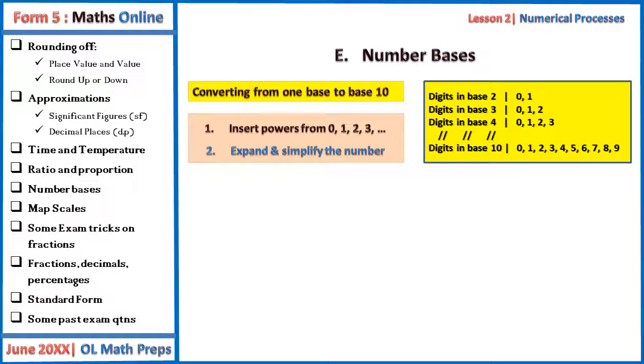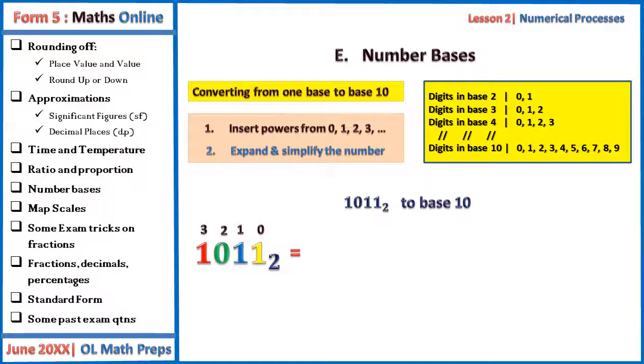Then, to convert from one base to base 10, as we have just mentioned, you insert the powers, expand and simplify the number. Let's take another example. Convert 1011 base 2 to base 10. So you write down the number, insert the powers beginning from 0 and from right to left, so you have 0, 1, 2, 3.